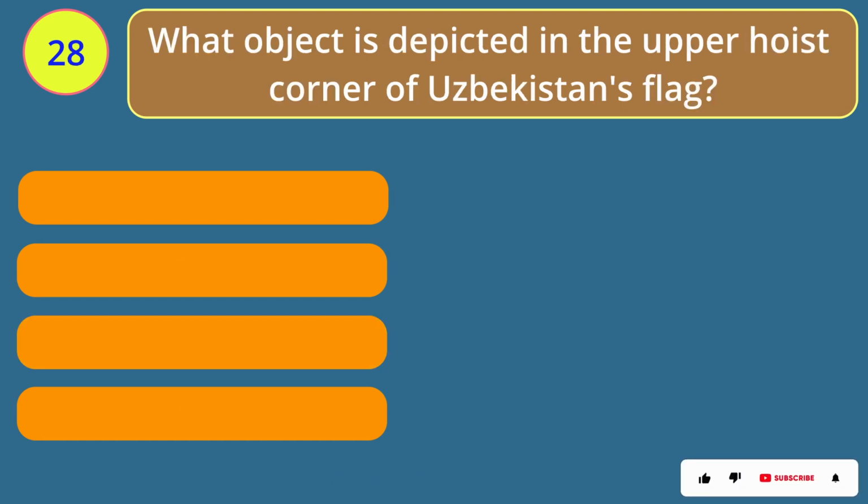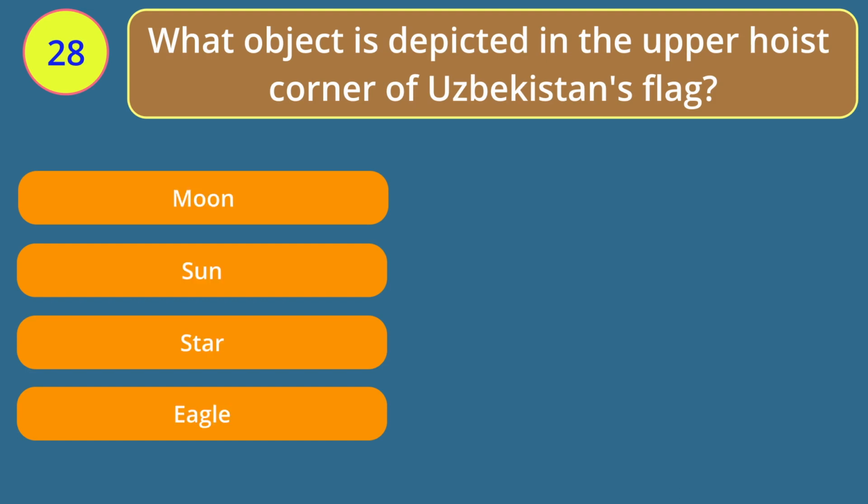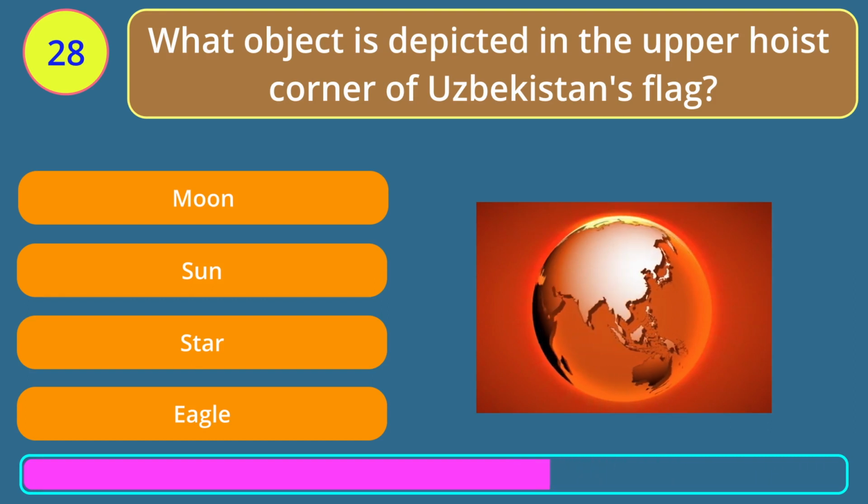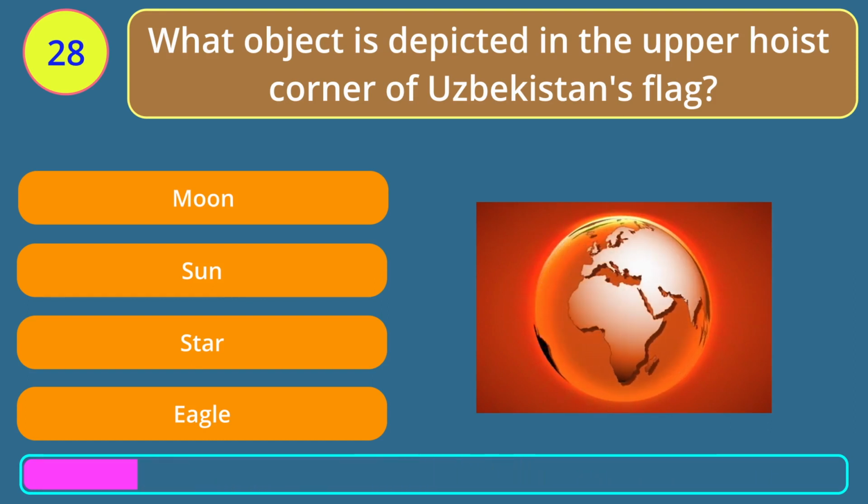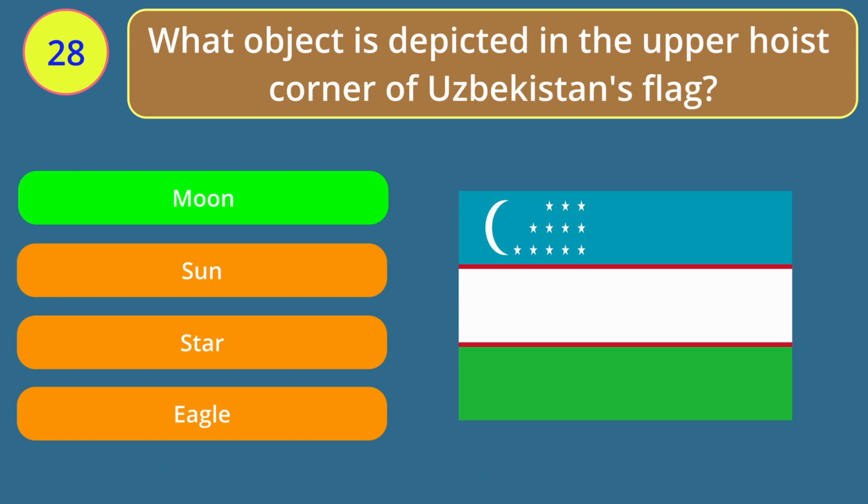What object is depicted in the upper hoist corner of Uzbekistan's flag? The four options are moon, sun, star, eagle. The correct answer is moon.